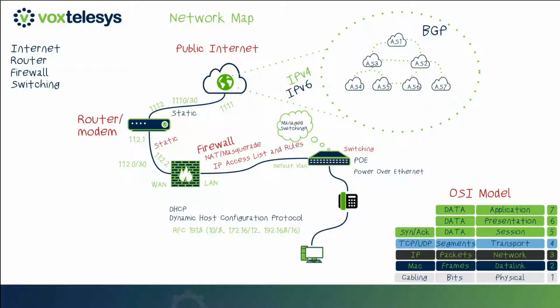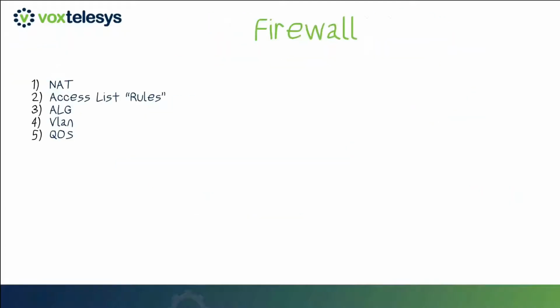In the previous video we were discussing the basic networking infrastructure, and in this video we're going to dive deeper into what makes properly configured firewalls. A firewall does network address translations. You can do access lists or rules. Things like ALG, VLAN, and QoS are a big component to ensuring that you have a quality voice solution. We're going to be addressing each one of those, particularly how it relates to the voice applications that we service.